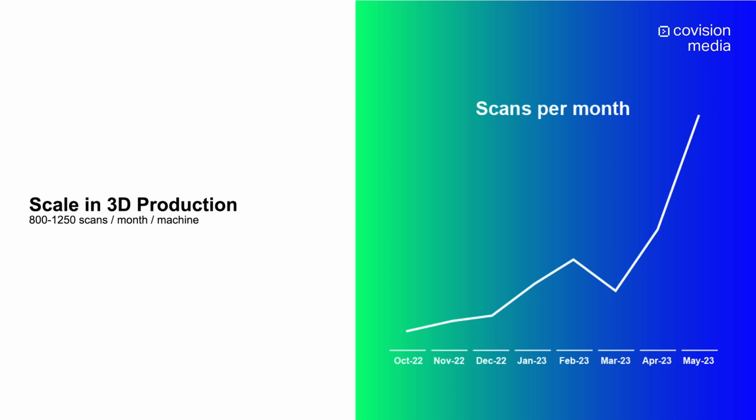What can be achieved? 800 to 1,250 per month per machine if you operate a machine in about 2 shifts per day of 8 hours and 5 days a week. But there's more details to it, of course. You need to upskill your organization.